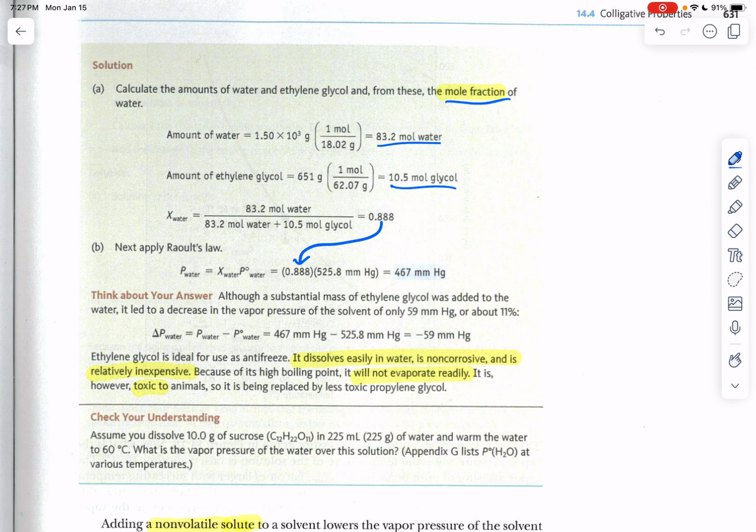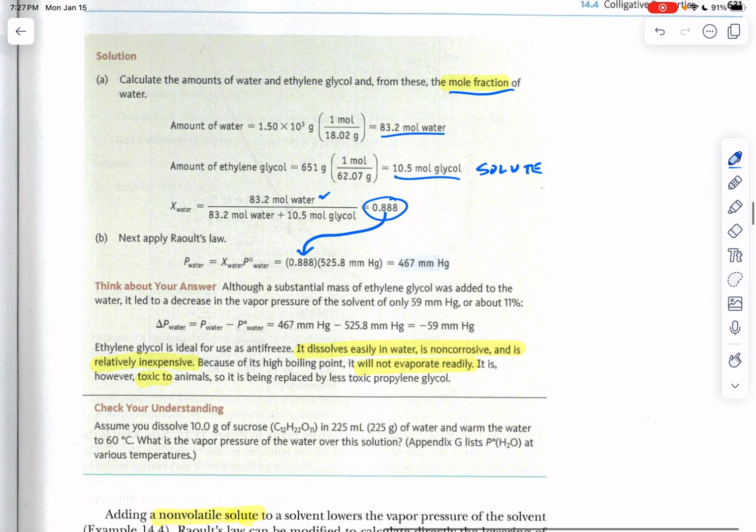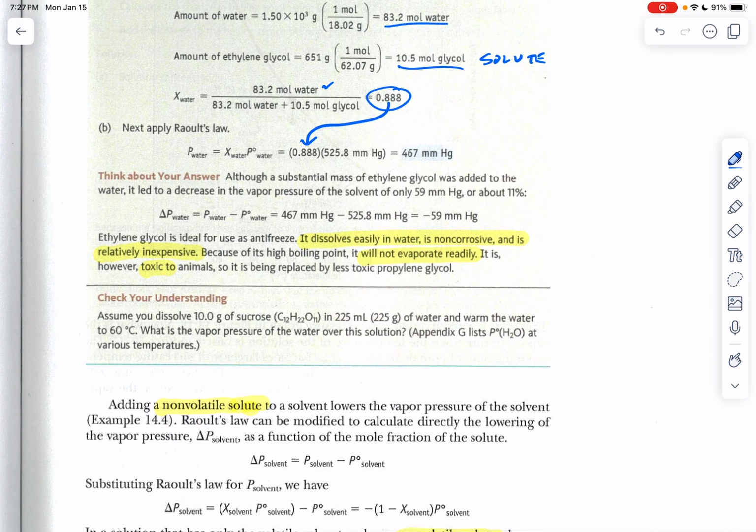And when we do that, the ethylene glycol is my solute, by the way, fancy name for antifreeze. And since we want to find the mole fraction of our solvent, water, that goes in the numerator. And the sum of both of them goes in the denominator. And so we get a fraction of 0.888, or 88.8%. We're going to leave it as a fraction. And so the actual pressure of the solvent multiplied by the mole fraction reduces the pressure.